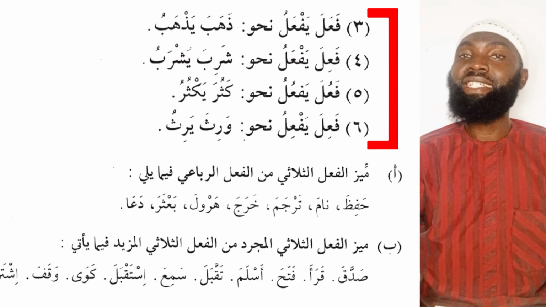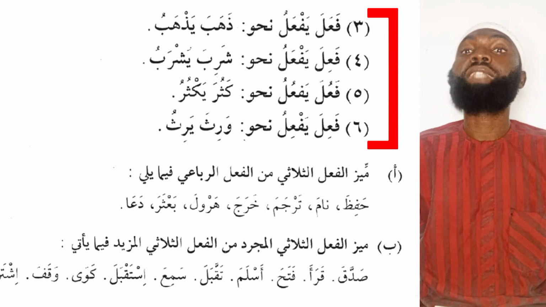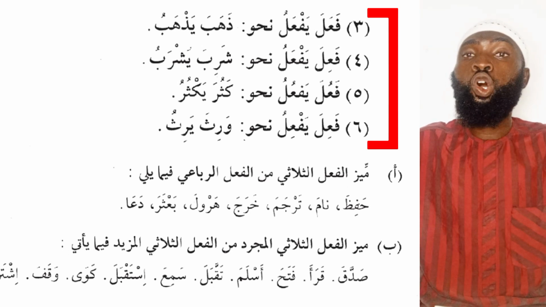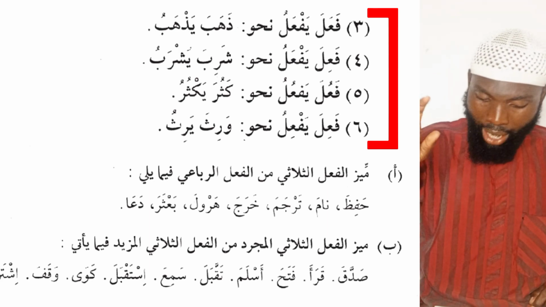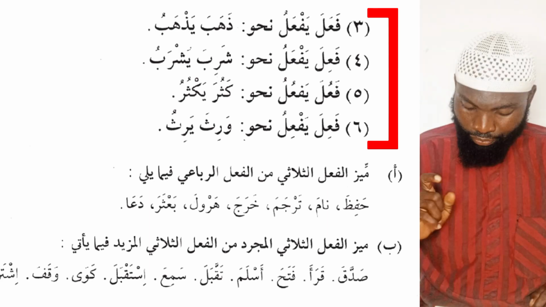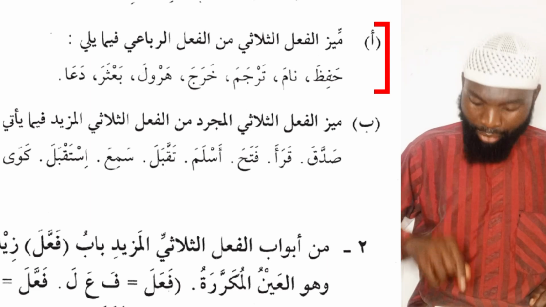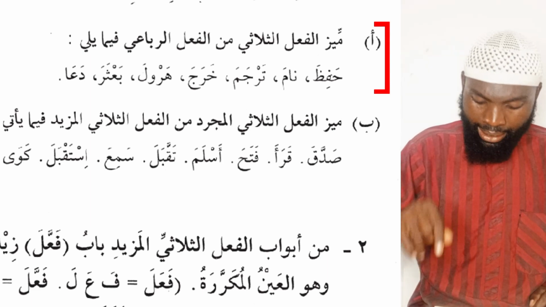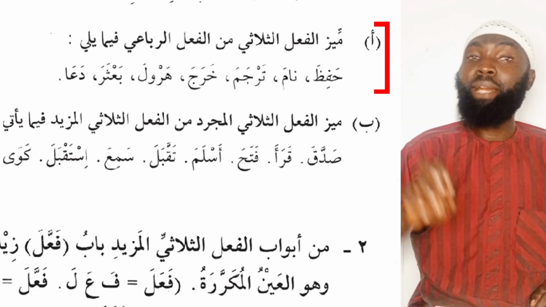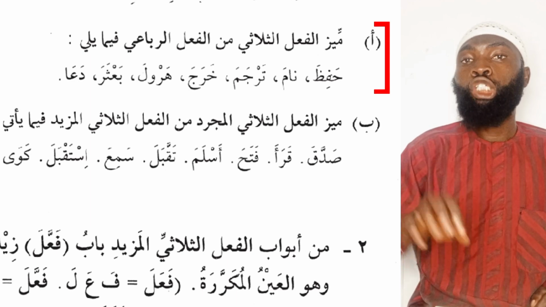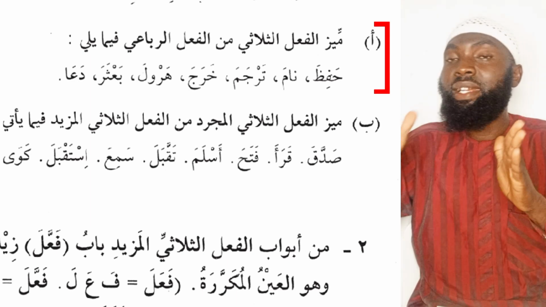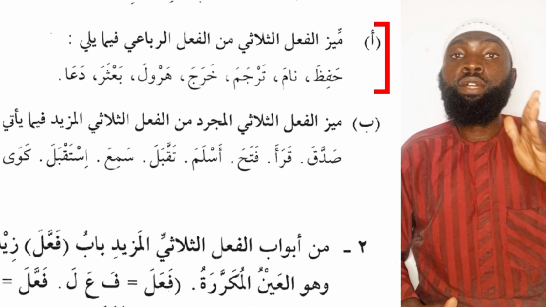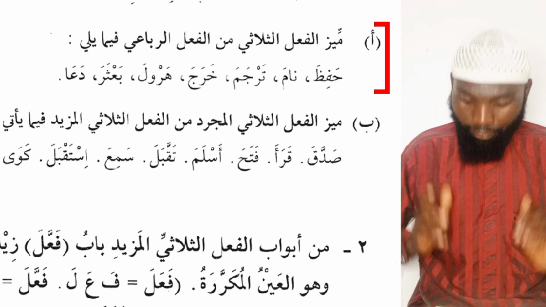These are the 6 patterns that you can see, with all of the verbs having 3 letters as their original letters. He said, number 1, here we have a short exercise to solve. ميز الفعل الثلاثي من الفعل الرباعي فيما يلي. You are to differentiate between the 3-letter words and the 4-letter words in these verbs.